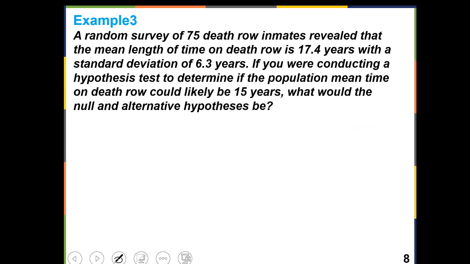All right, a random survey of 75 death row inmates revealed that the mean length of time on death row is 17.4 with a standard deviation of 6.3. That's the one we did as the first thing, right? If you were conducting a hypothesis test to determine if the population mean time could likely be 15 years, what would be the null hypothesis and alternative? Well, those would be the ones, right? Why? Because it says if you're conducting a hypothesis test to determine if the population mean time on death row could likely be 15. So that means this is what you're testing.